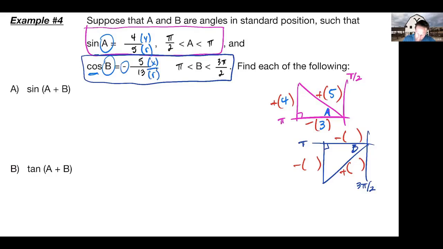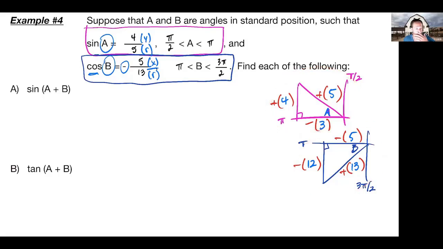So the x would be a negative 5, which we already have the negative out in front, and the r would be 13. And again, hopefully you recognize that this is a Pythagorean triple, and you would be able to skip having to do the Pythagorean theorem, which shouldn't take you too long, but it is longer than just memorizing it. So this would be a 5, 12, 13. And now I know everything I would need to for angle A and angle B.